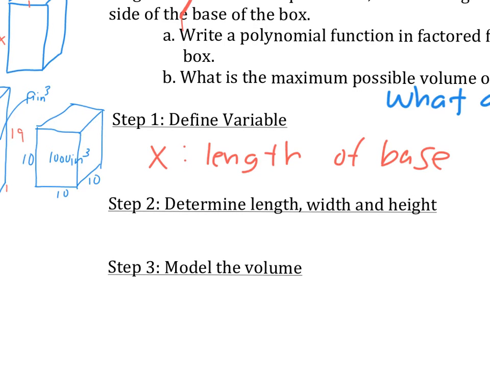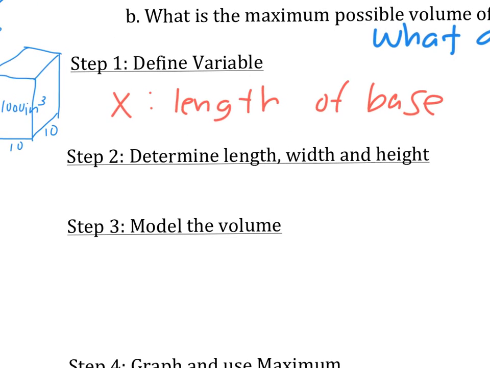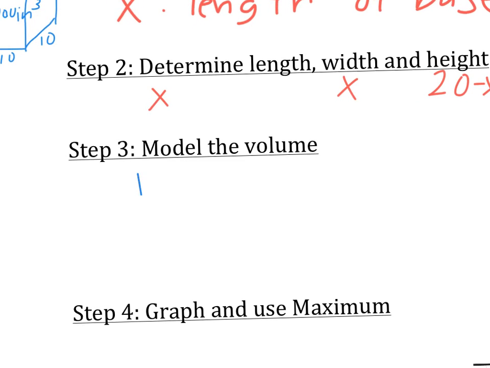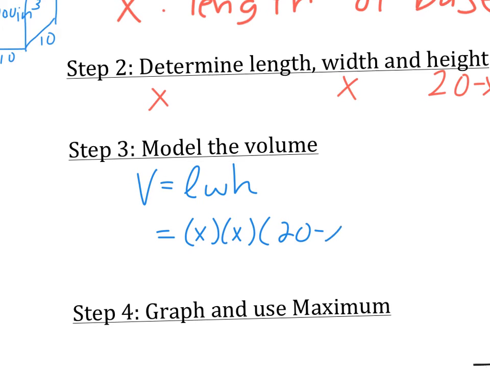So what we're going to do is replace my variables. The length can be x, the width is x, and the height is 20 minus x. Anyone remember the volume formula for a basic prism? So our basic volume is length times width times height. So when you substitute in, your length is x, my width is x, and my height is 20 minus x.